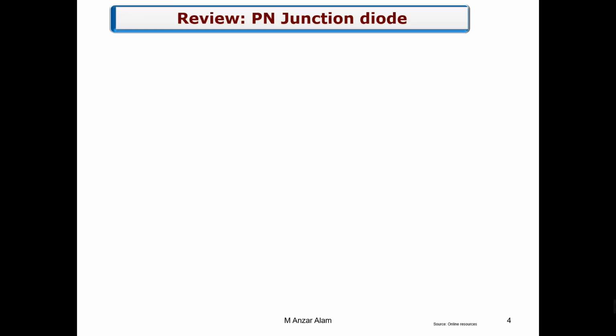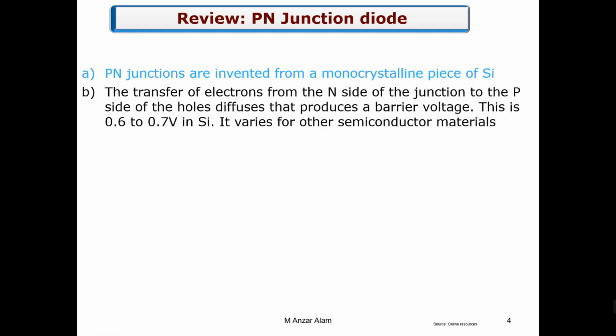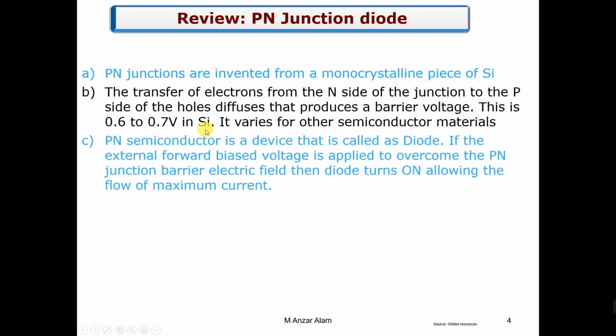So now it is time to review the PN junction diode. We know it already, but let us just have a review. We should list down the topics we need to review. For example, PN junctions are made from a monocrystalline piece of silicon. The transfer of electrons from the n side of the junction to the p side and of holes diffuses, which produces a barrier voltage. And a PN semiconductor device is called a diode.